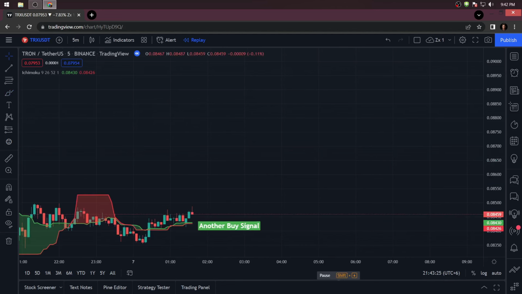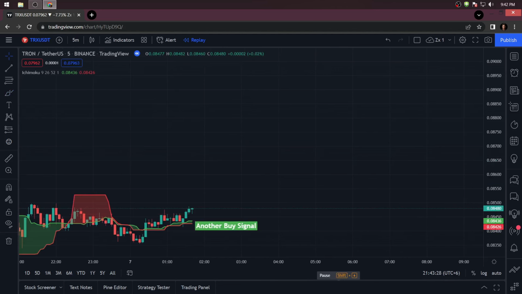So I hope you guys understand how you can trade with the powerful indicator, the Ichimoku cloud.